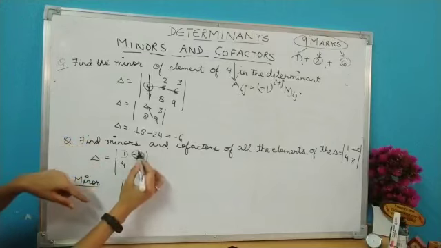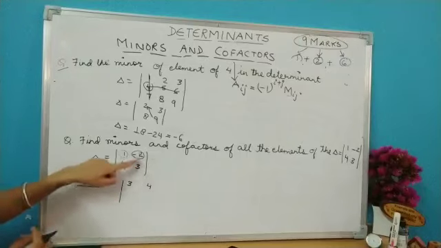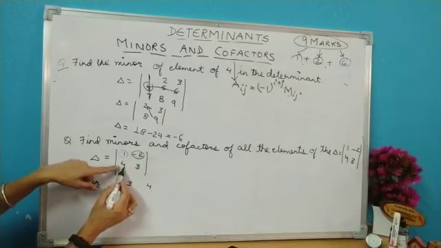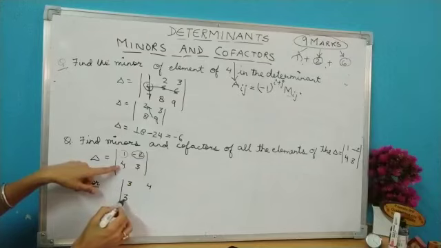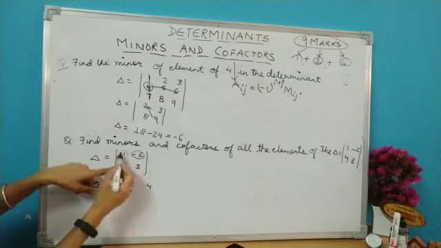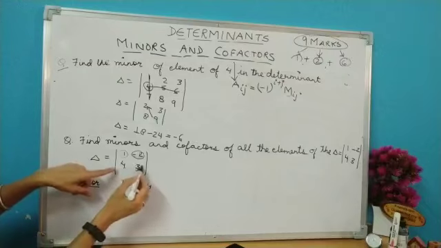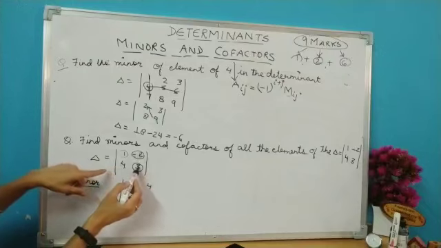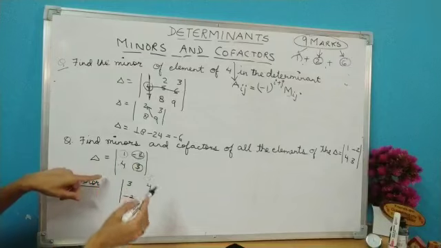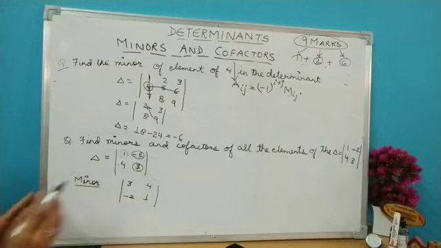Now for minus 2, delete this row and this column. I am left with 4. So I will write 4 in place of minus 2. Now for 4, delete this row and this column. I am left with 3, so you write down 3 here. Deleting this row and this column for the next element, I am left with minus 2, so write minus 2. Now for 3, I will delete this row and this column. I am left with 1, so I will write this 1. So this is the minor of the given determinant.